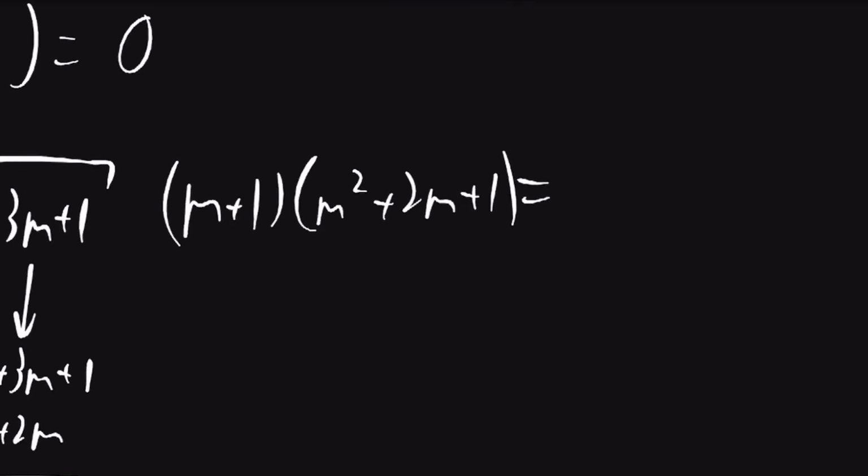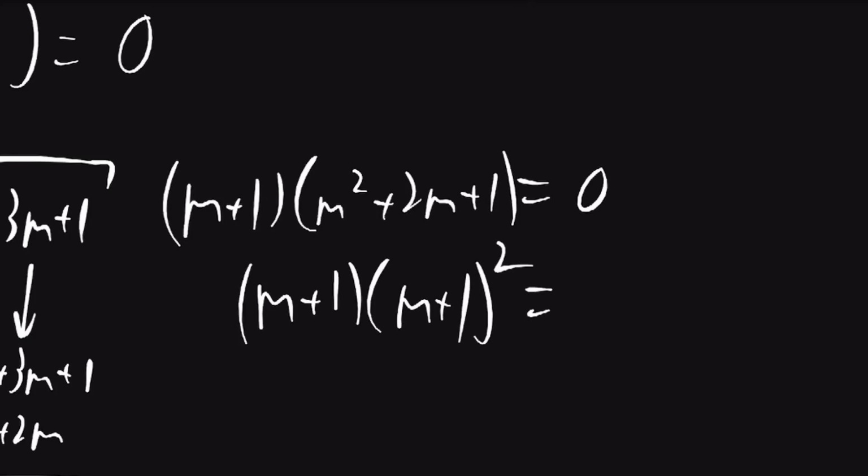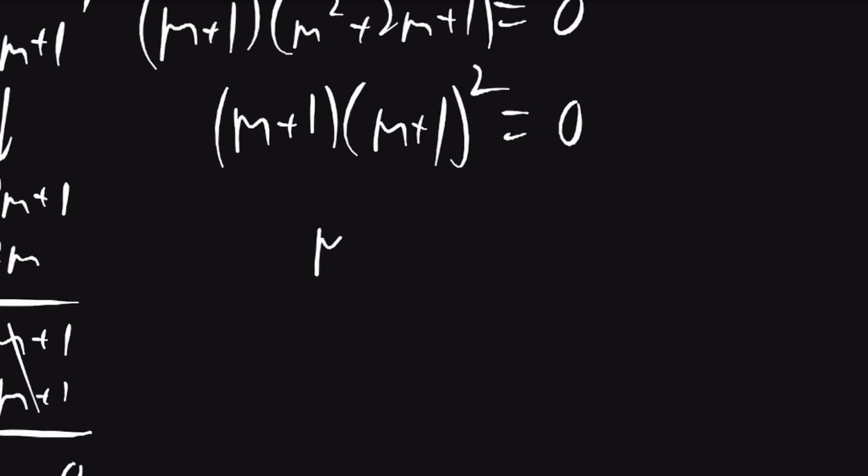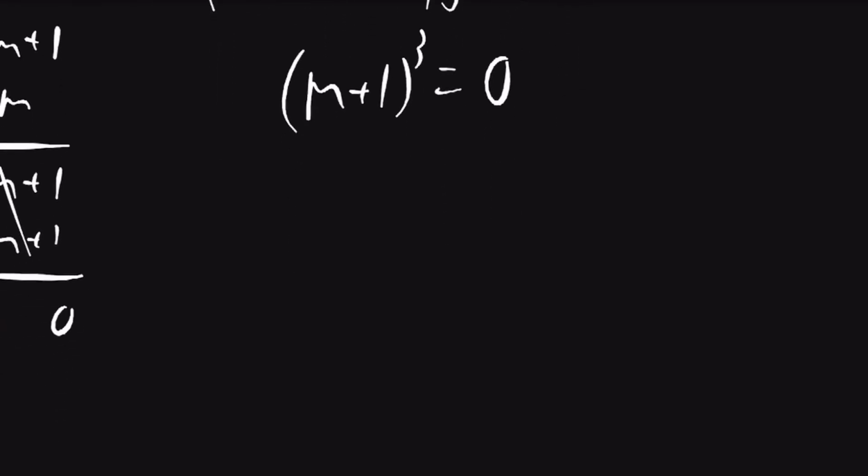So it'll be m plus 1 times the expression we just found is equal to 0. We can factor the second term. We'll have m plus 1 times m plus 1 squared is equal to 0. So this will become m plus 1 cubed is equal to 0. So all three of our roots, m1, m2, and m3, are going to be equal to negative 1.